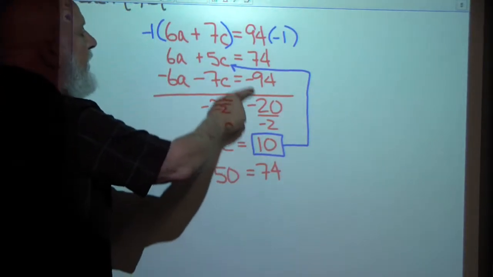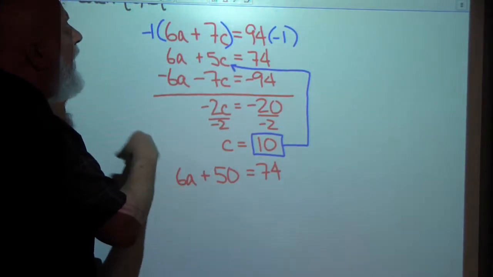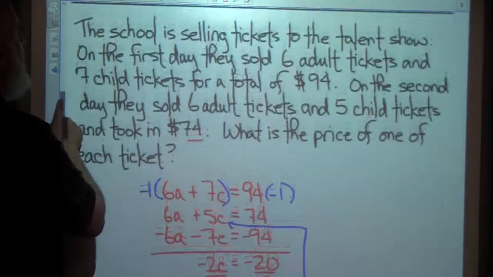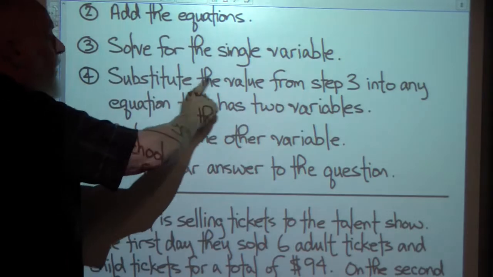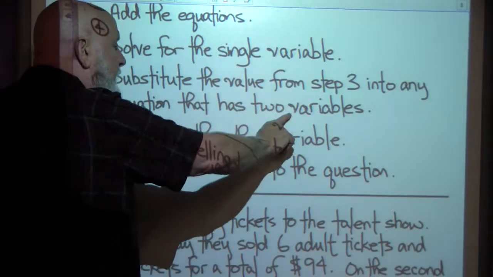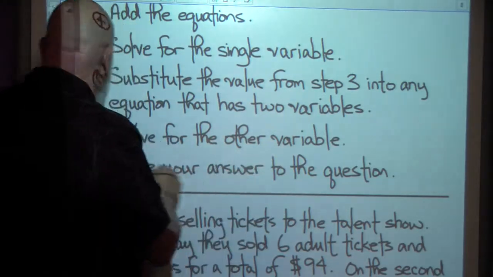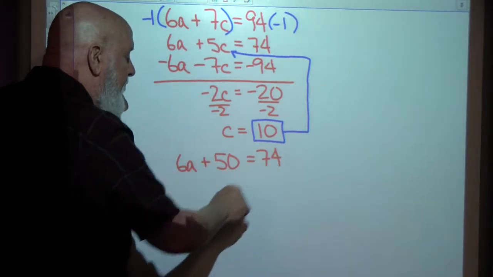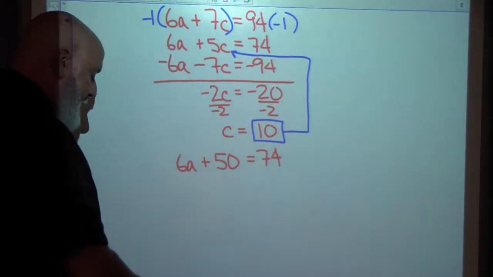So I've substituted this into any equation that has two variables, and now I'm going to solve for the other variable. That's the step I'm on right now. Substitute the value from step 3, where we solve for the single variable, into any equation that has two variables, then we solve for the other variable, which is where I am right now. I'm going to subtract 50 from both sides and then divide both sides by 6.